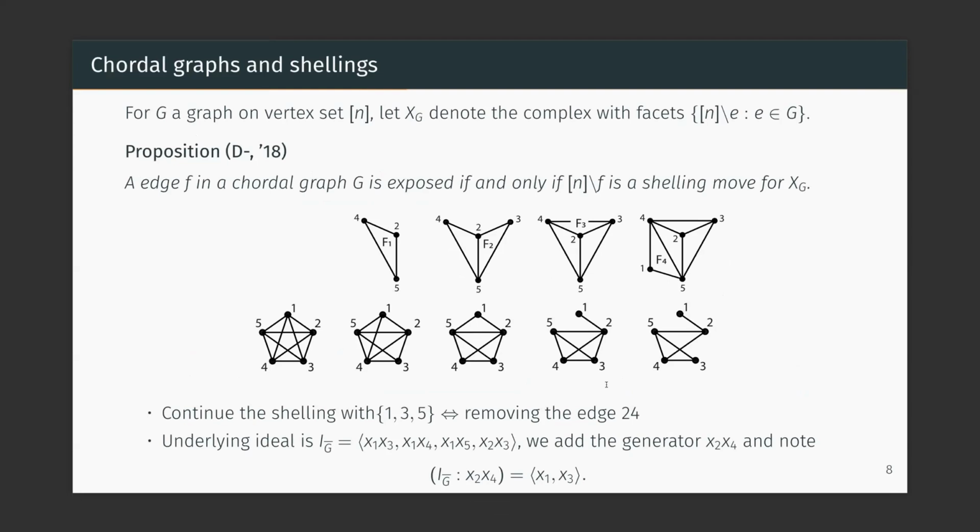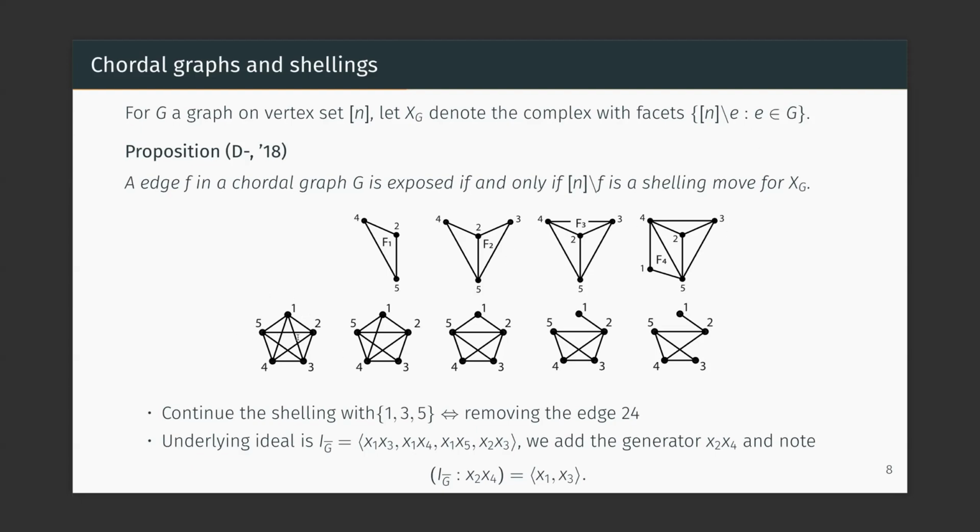What does that have to do with shellings? Well, 3 years ago now, I noticed that there's this connection to shellings. Let me set some notation here. If you have a graph on vertex set 1 through n, let me take a complex whose facets are the complements of those edges. The observation is that when you take an edge in a chordal graph and you want to know if it is exposed, that's if and only if the complement of that edge is a shelling move for this complement complex. That's a lot of words. Let me show you with an example.